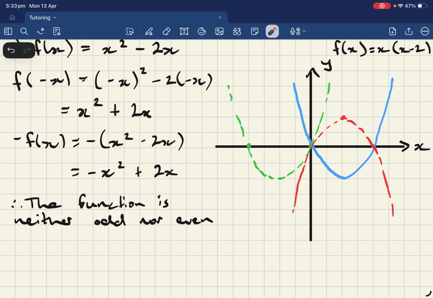But hopefully this gives you a better understanding of algebraically how we can show that functions are odd or even or neither, as well as graphically.